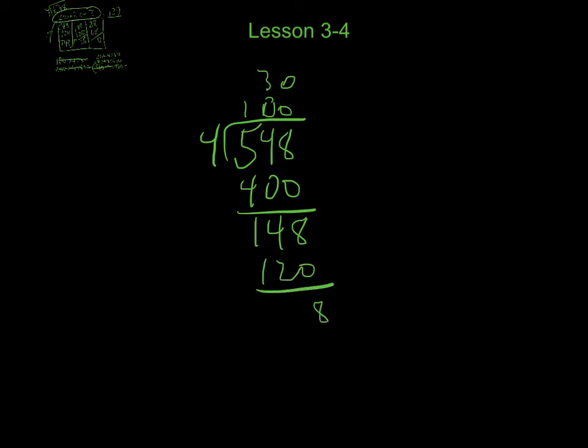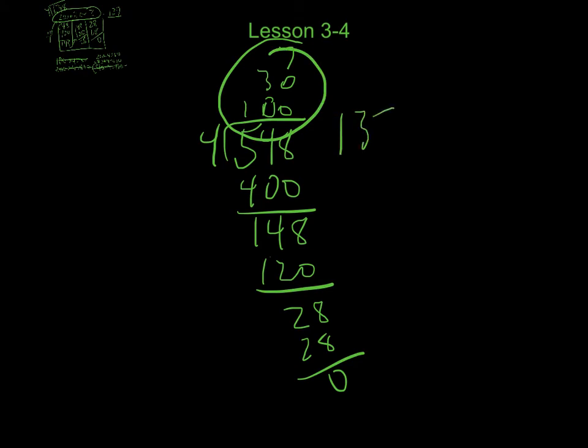I subtract it, I get 28. I know 4 can go into 28 7 times to give me 28 with a remainder of 0. And then I would add all these together. So 100 plus 30 plus 7 equals 137. That's the expanded notation method because you're adding above.